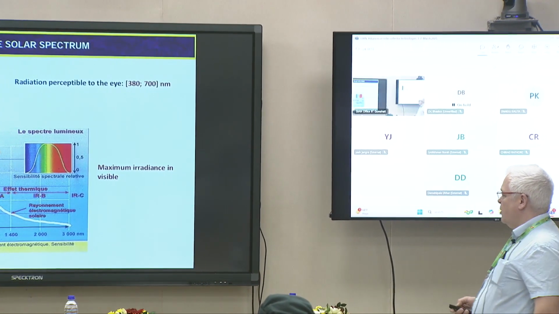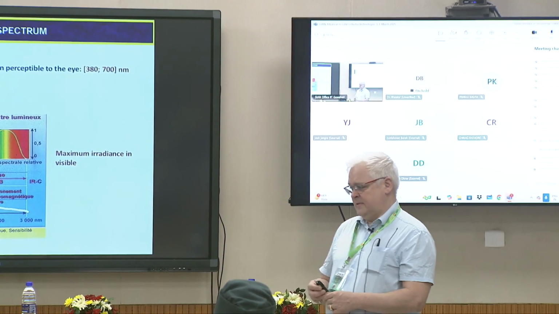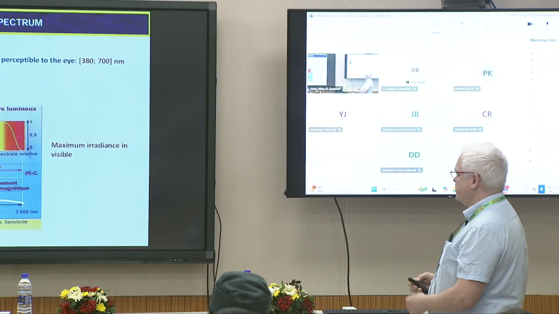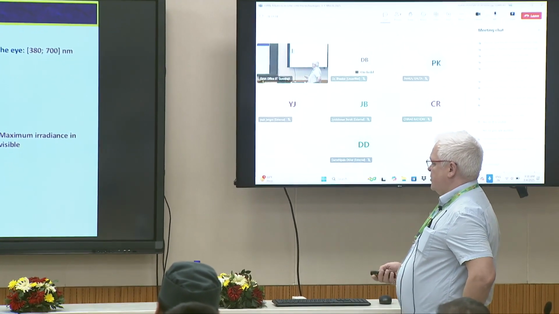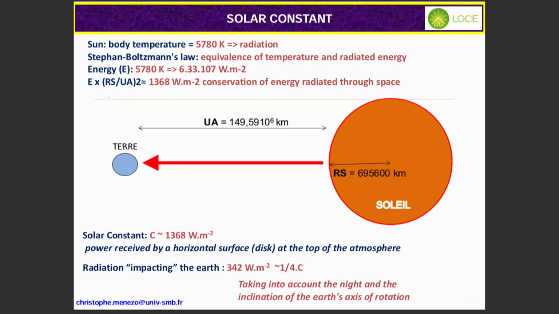The spectrum of the radiation is mainly centered in the visible, in short wavelengths. It's very energetic there. And so for PV, as I mentioned yesterday, we are using the visible range of wavelengths, around 1.2 micrometers for classical silicon components.